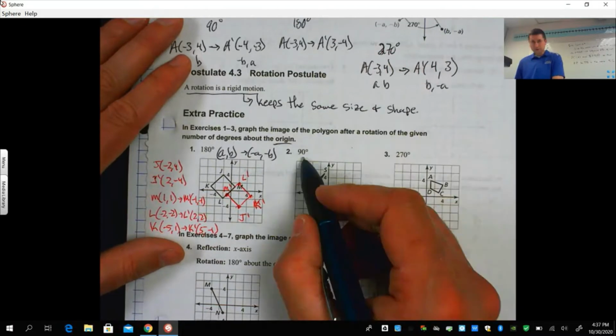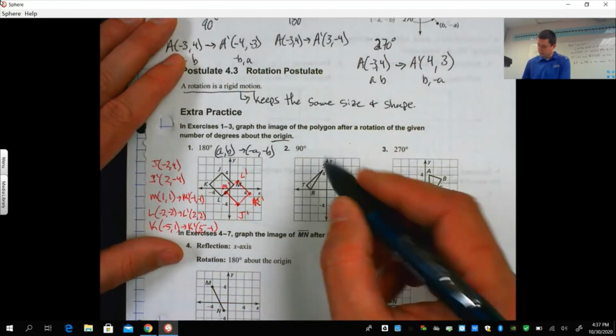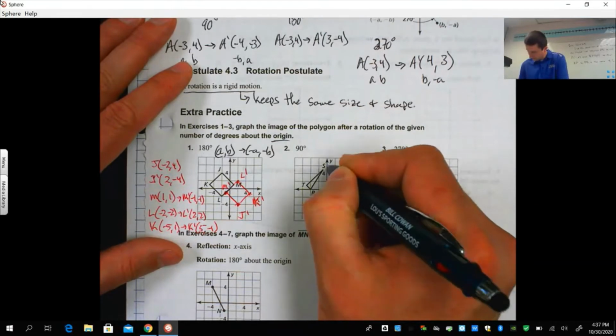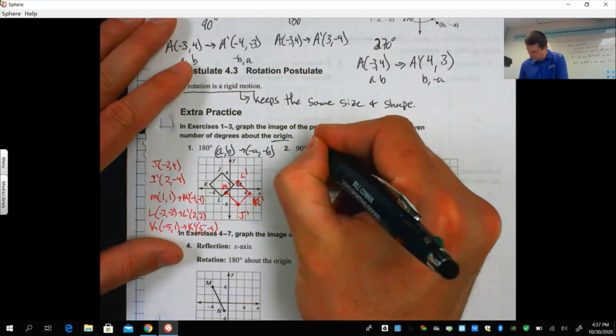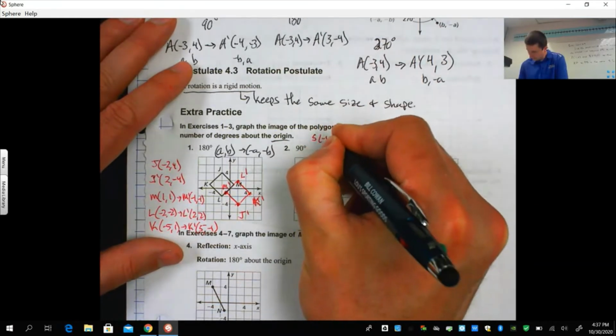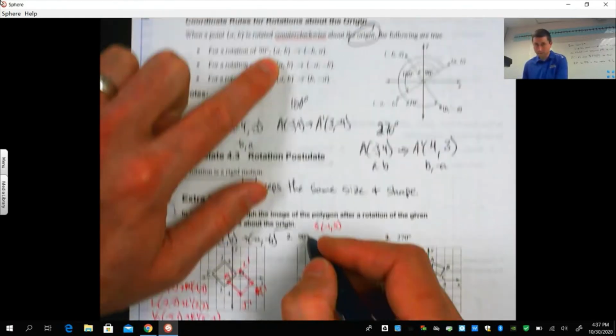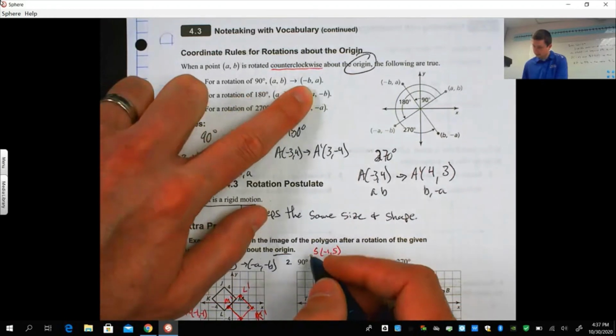Okay, we're rotating 90 degrees, again counterclockwise around the origin. So S looks to be at, we're counting by 2's, negative 1, 5. Our rule states for 90 degrees, I'm looking up here, A, B is negative B, A.